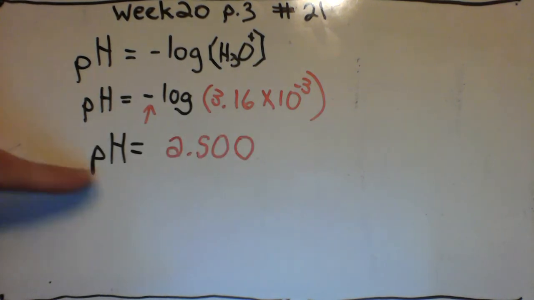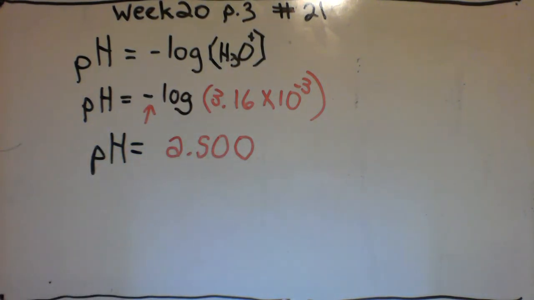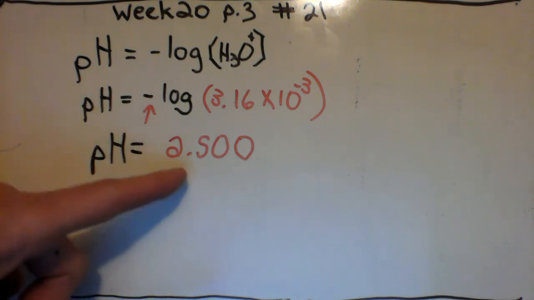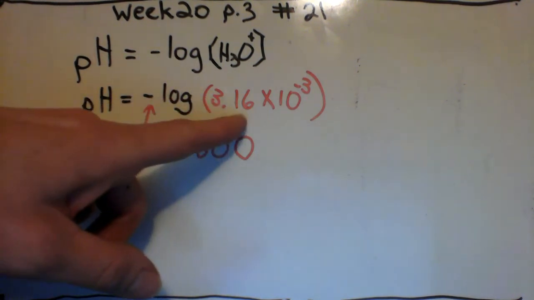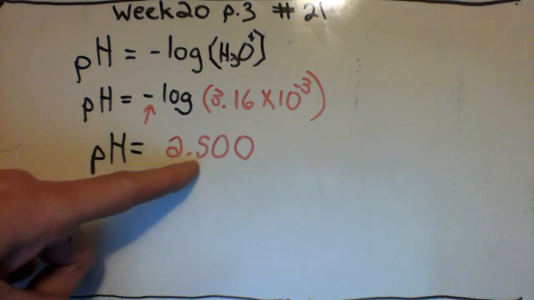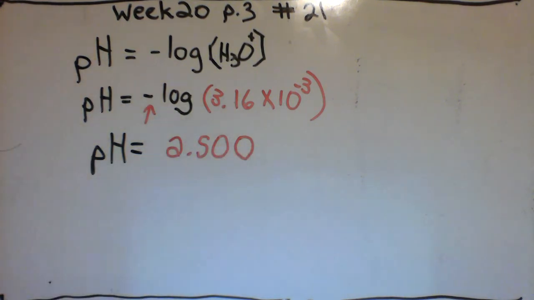Notice I give the pH as 2.500. Now in pH problems, we need to place the number of significant digits that we have as the number of digits after the decimal. So if we have 1, 2, 3 significant digits here, we need 3 digits after the decimal place, or to the right of the decimal.